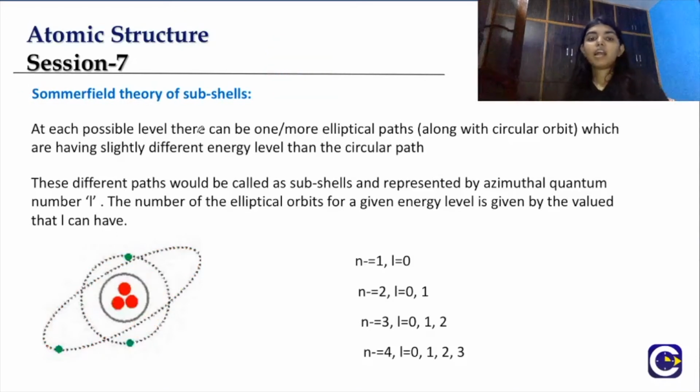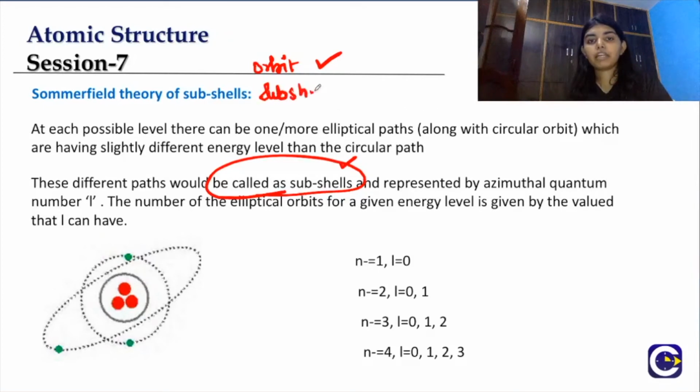So he said that one or more elliptical paths are associated with an orbit, and these elliptical paths have different energy than that of the circular orbit. This is also important, right? So he said that these different paths are called subshells. Okay, so orbit was explained by Bohr, while Sommerfeld said that orbits also contain subshells.